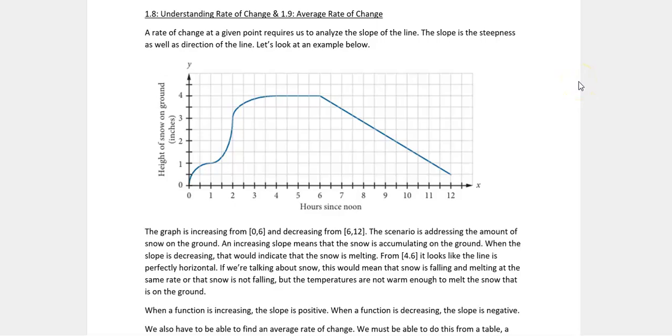Now we're going to talk about rate of change and average rate of change. When we think of a rate of change, we're thinking about the slope. That's what you should think from Algebra 1: rise over run, and that's the steepness of the line.